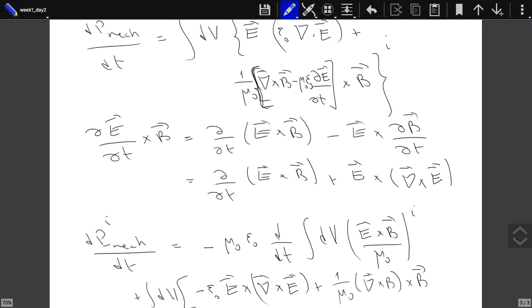You see, we had this term, dE by dt cross B, right? What we did was we wrote this as the total time derivative of E cross B minus E cross dB by dt. But this dB by dt is nothing but minus the curl of E, Maxwell's equation. So that is why we have the second curl of E.